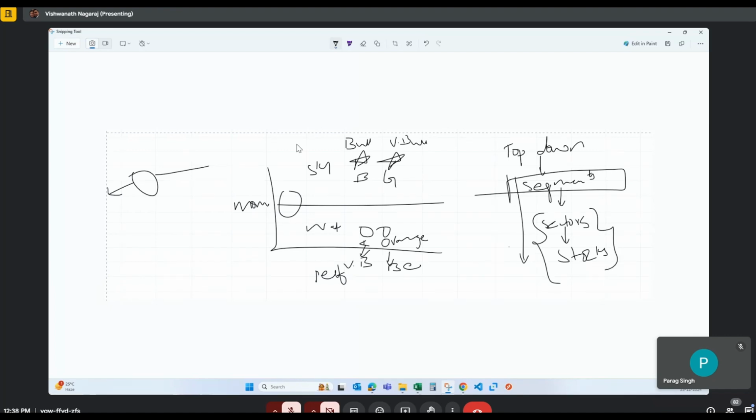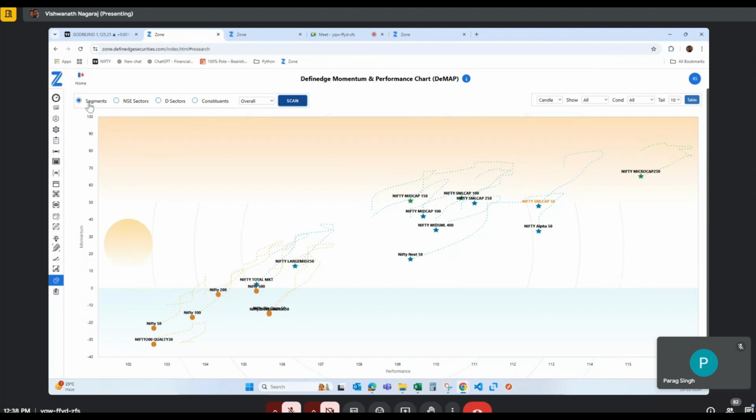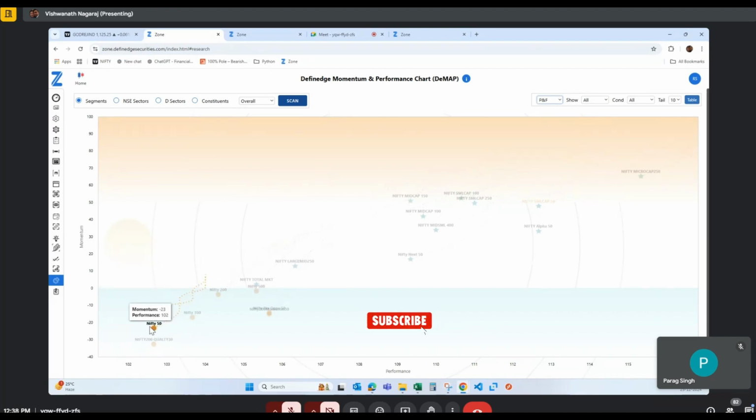Now, this is how DMAP comes. Let's get to DMAP now. We have segments here, which I am not doing, but I will just scan it and show it to you. You'll see Nifty 50 is lying somewhere here. It's orange, so it is slightly in the negative zone. Once it turns red, it becomes fully bearish. It's slightly bearish now. Similarly, you can see mid cap.